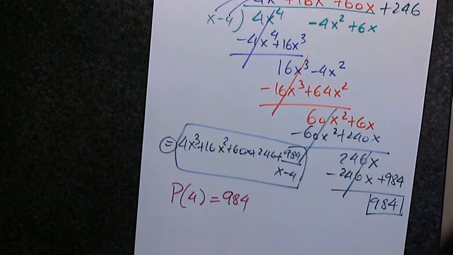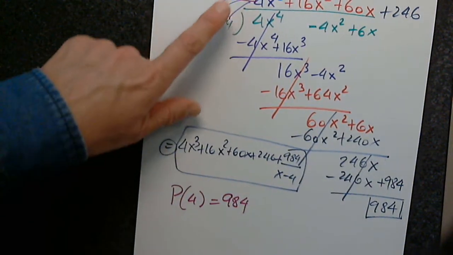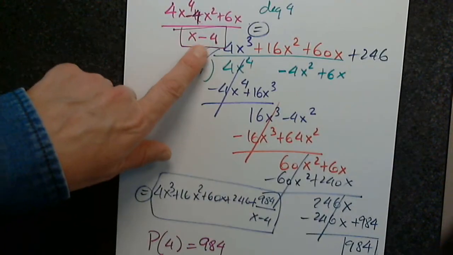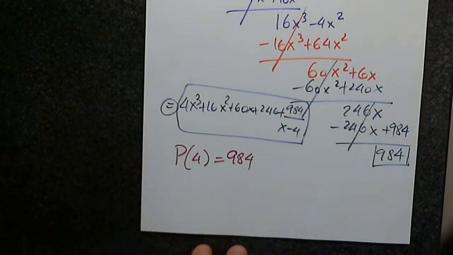However, this method will not allow us to check the remainder if the divisor, the polynomial in the denominator, is x squared minus 4. I can't do it. It's not going to work. But if you can use synthetic division, then you can determine the remainder by simply plugging in. If you divide by x minus 4, you plug in 4. If you divide by x plus 3, you plug in negative 3. Yes. So we divided by x minus 4, I plugged in 4. If I divided by, let's say, x plus 3, I plug in negative 3.